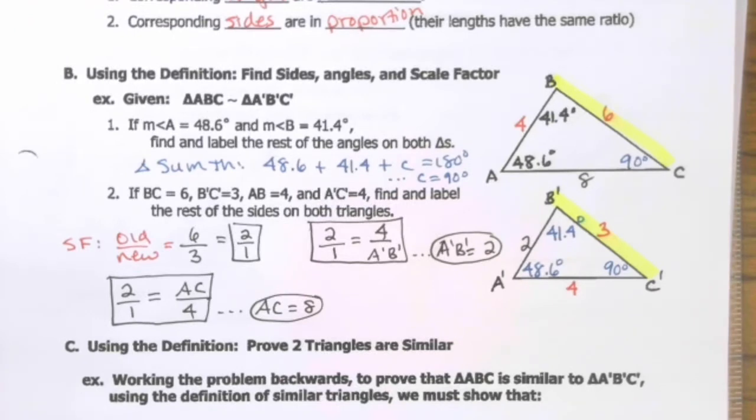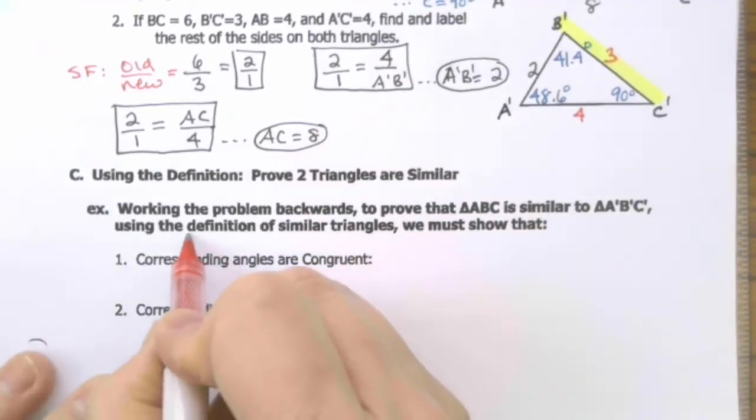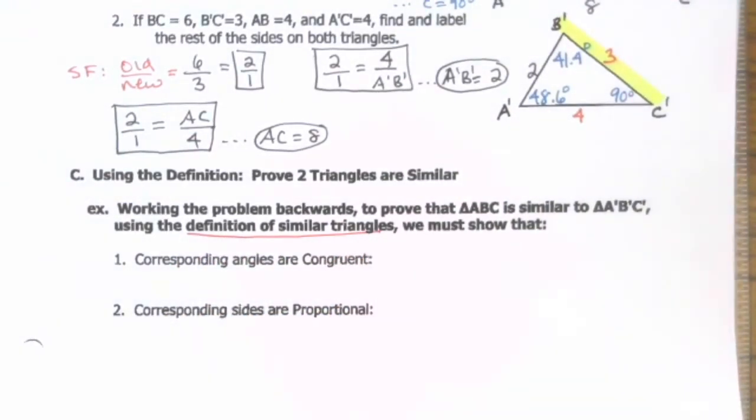All right, part C, using the definition, prove two triangles are similar. Okay, working the problem backwards to prove that triangle ABC is similar to A prime, B prime, C prime using the definition of similar triangles. If we use the definition, we have to show that number one, corresponding angles are congruent, and number two, corresponding sides are proportional. Okay, let's start with corresponding angles are congruent.